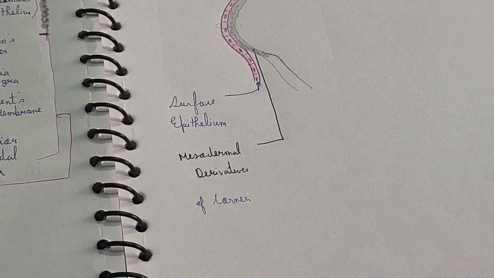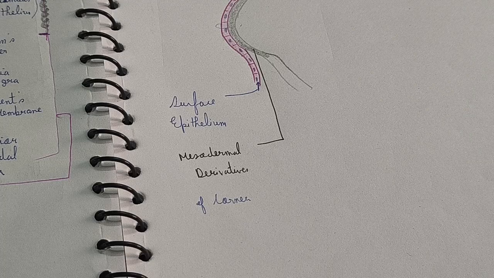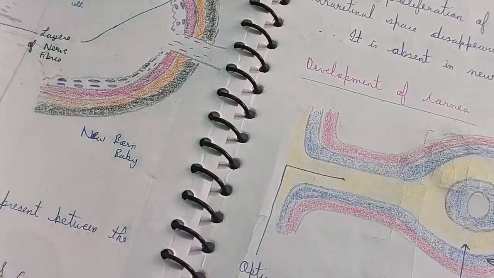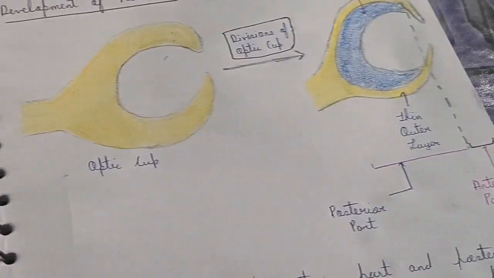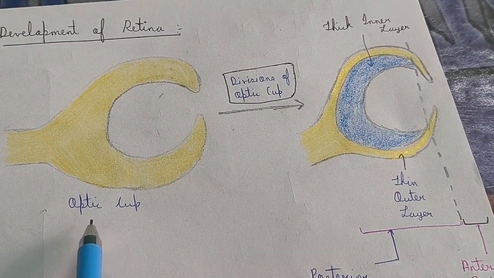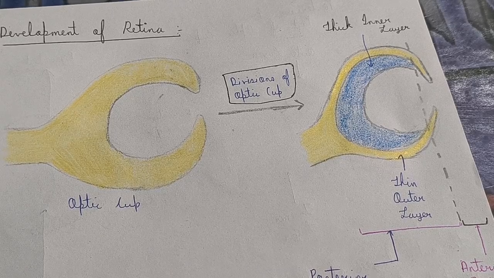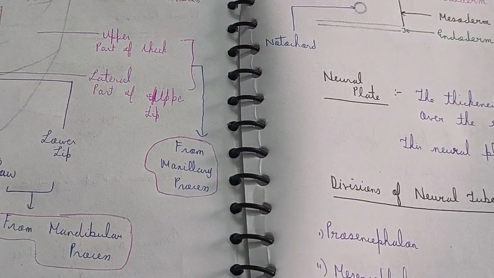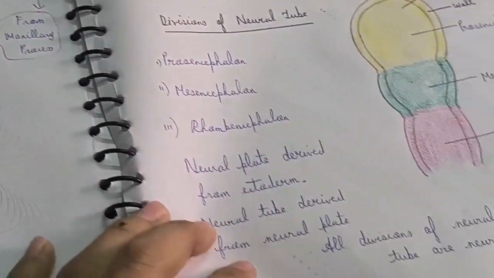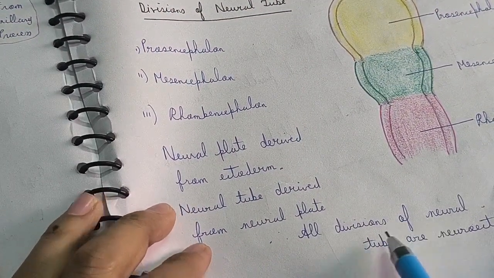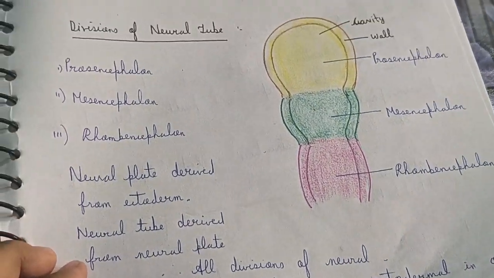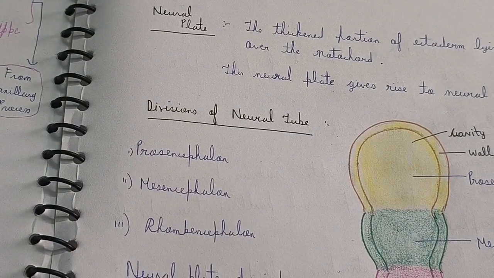That's all. Today you have learned about the development of the retina and cornea. The retina is obtained from the optic cup, and you already know that the optic cup is obtained from the prosencephalon. The prosencephalon is a division of the neural tube, and all divisions of the neural tube are ectodermal in origin. Therefore the retina is ectodermal in origin.